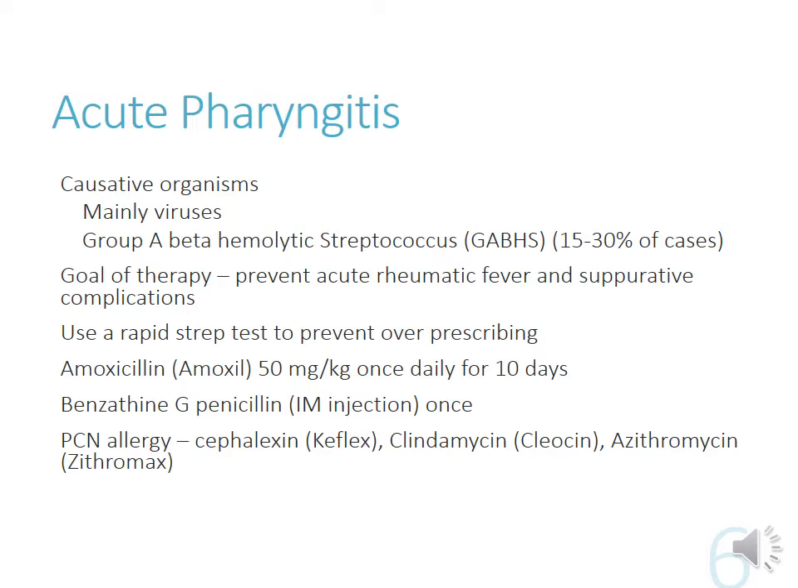Other alternatives, if they were not able to take oral medications, would be that bicillin that we talked about previously, benzathine G penicillin. It comes in that milky white suspension that you can inject intramuscularly, and it has a nice long duration of action. It will cover you for a similar time period as the amoxicillin will. Other alternatives will include things like cephalexin, clindamycin, or azithromycin.